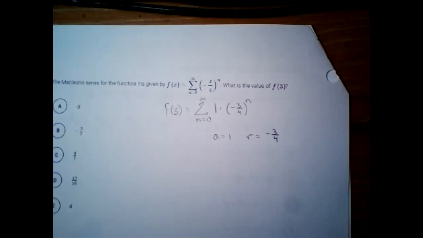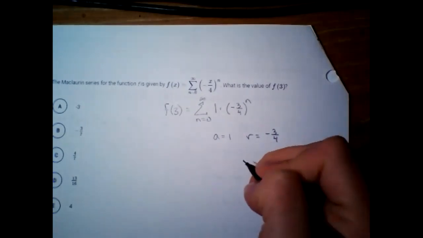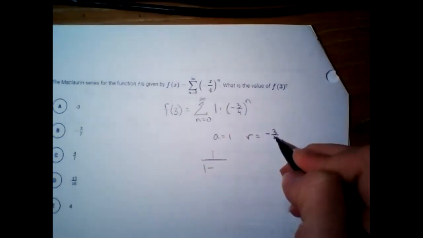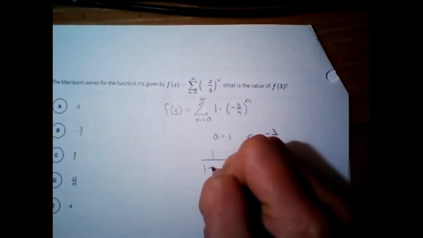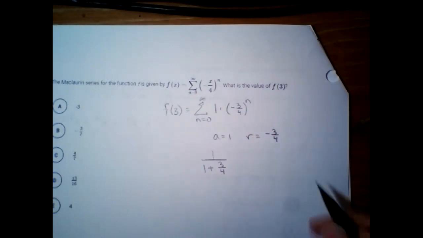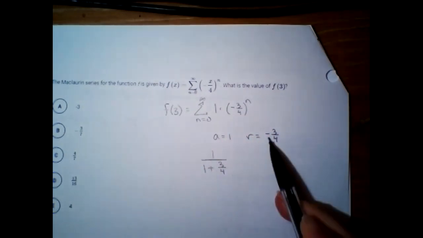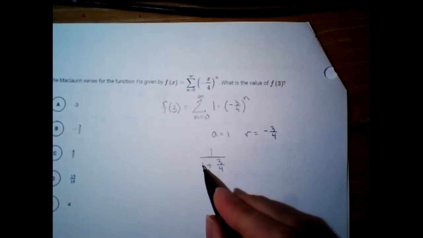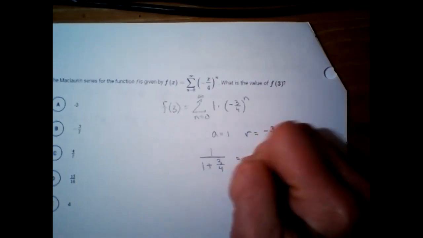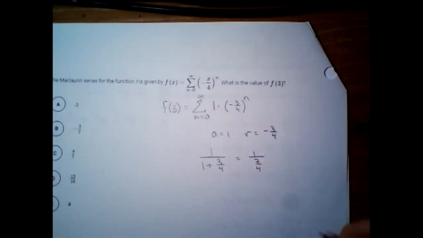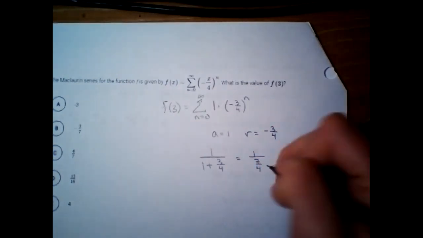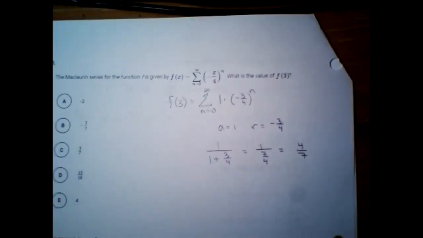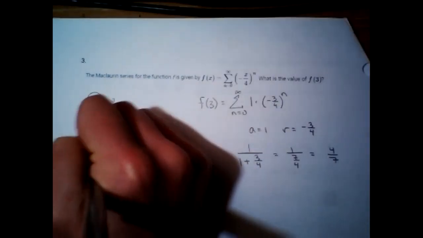And so the sum is going to be a over 1 minus r. So that'll be 1 over 1 minus negative 3/4. So that'll be plus 3/4. So a over 1 minus r, the negatives just canceled there. So this 1 would be 4/4 plus 3/4 would be 7/4. And we have 1 over that, so we're reciprocating that. So 4/7. So that one is C.